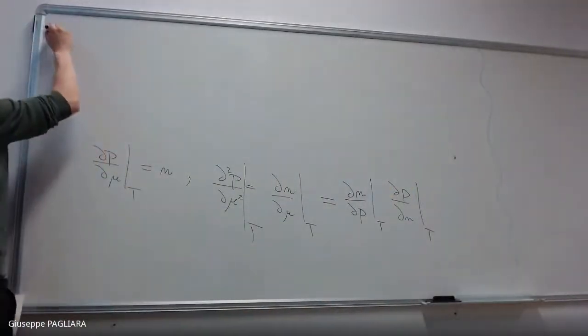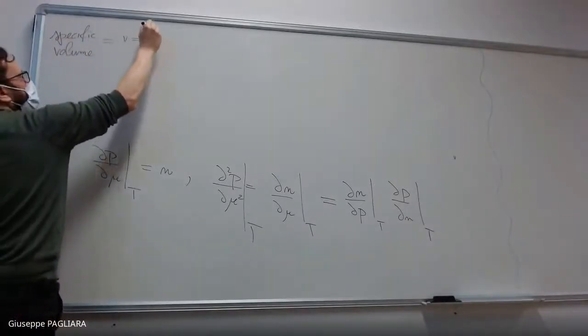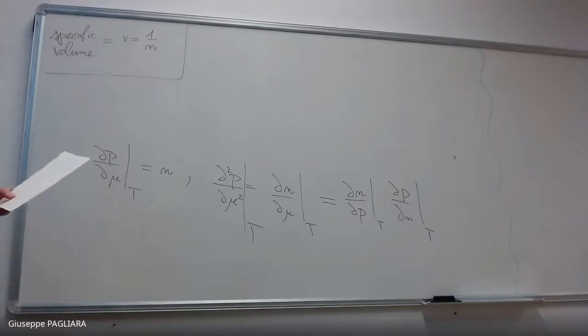Let me introduce the specific volume, which is small v equal to 1 divided by n. It's called specific volume. Now, in terms of the specific volume, this quantity is dN/dP at fixed temperature. And this is equal to, dP/dμ is equal to n.